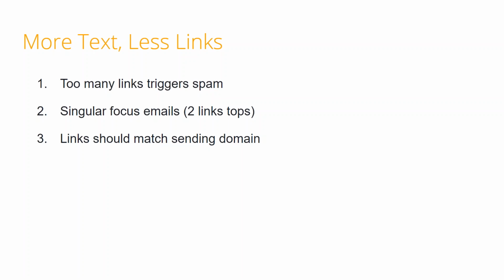Okay. And then the third thing is you're going to want, as much as possible, your links in your email to match the sending domain. So if you're sending from bob@untitledmortgage.com, if that's the email address you're sending your emails from, you're going to want the links, as much as possible within your email, to be linking to untitledmortgage.com, right? You're going to want the links to match the domain name you're sending from, okay?